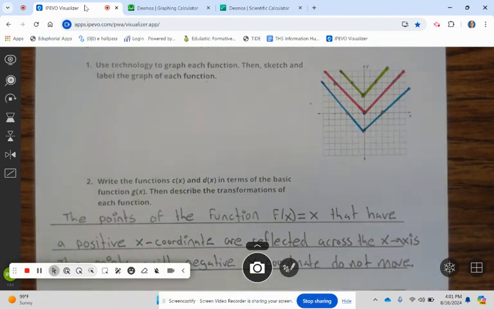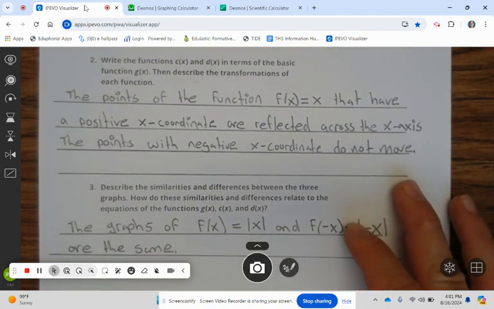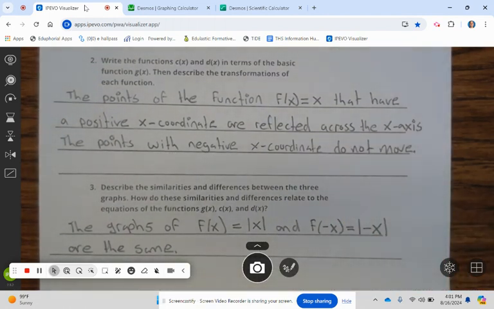All right, go ahead and finish up the graph. Let's take a look at number 2 and 3. Number 2: Write the function c of x and d of x in terms of the basic function g of x, and describe the transformations of each function. The points of the function f of x equals x that have a positive x coordinate are reflected across the x-axis. The points with negative x coordinates do not move.